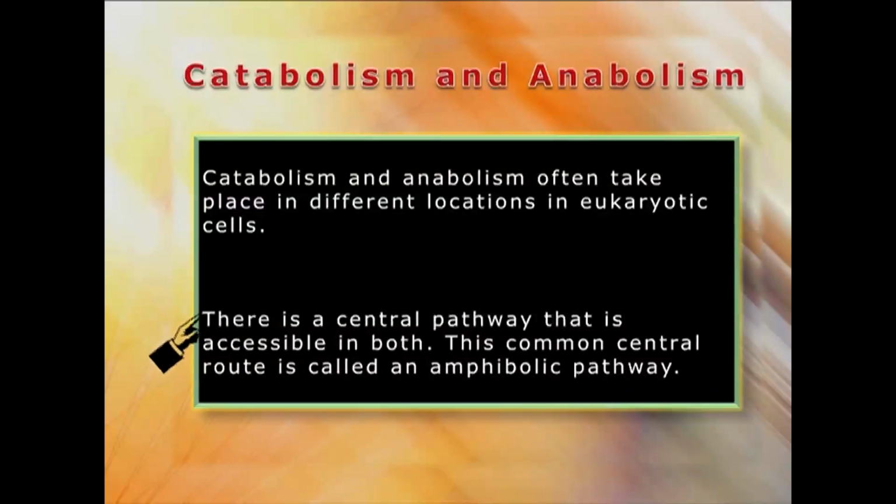Catabolism and anabolism generally take place in different subcellular compartments within eukaryotic cells. This is because they have to be independently regulated and made to occur independent of each other simultaneously as well as concurrently. There is a central pathway that is accessible to both the catabolic and the anabolic pathways. This is called the amphibolic pathway, meaning it can go to the catabolic pathway or it may even go to the anabolic pathway, all dependent on the energy status of a cell.